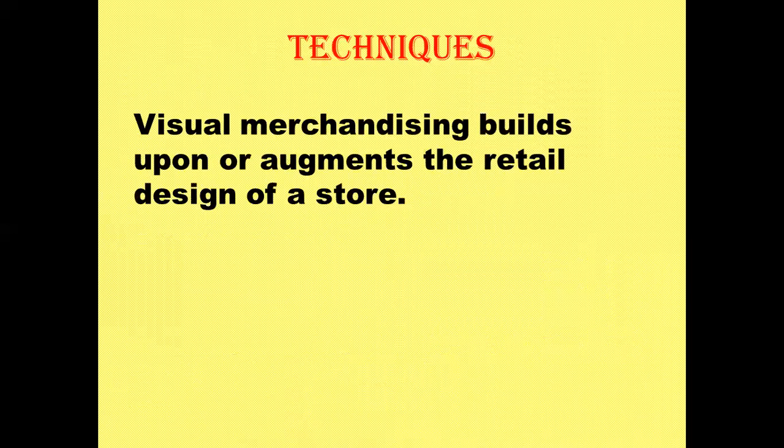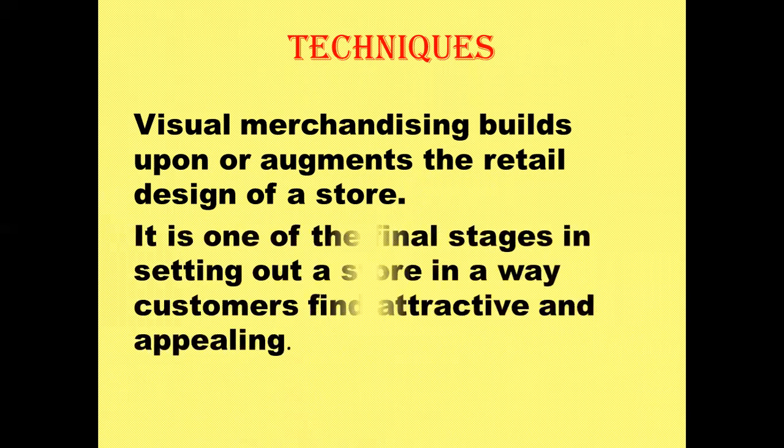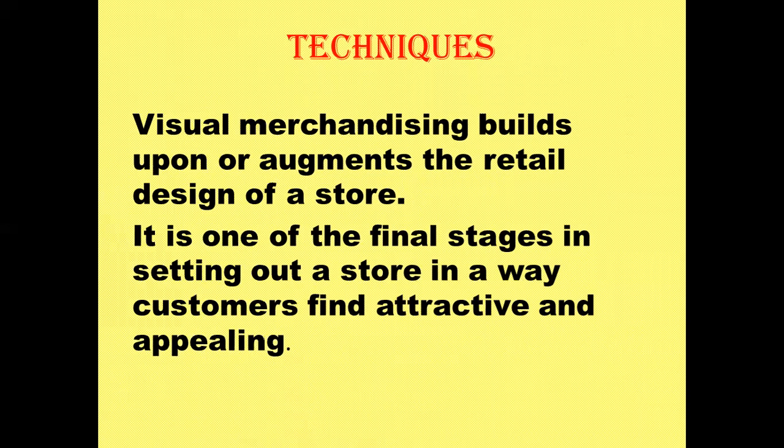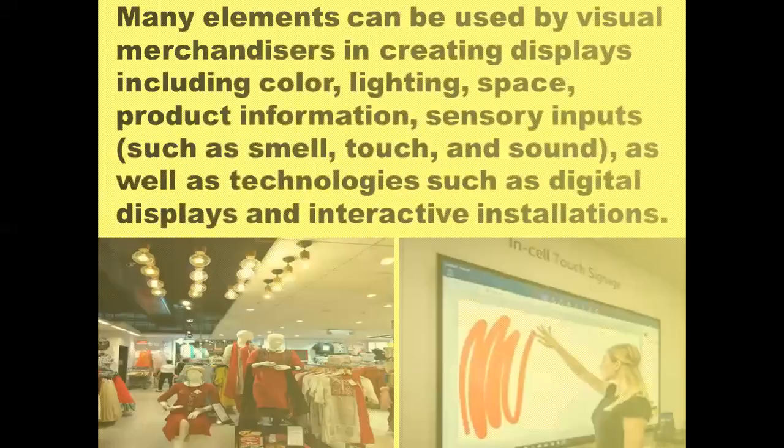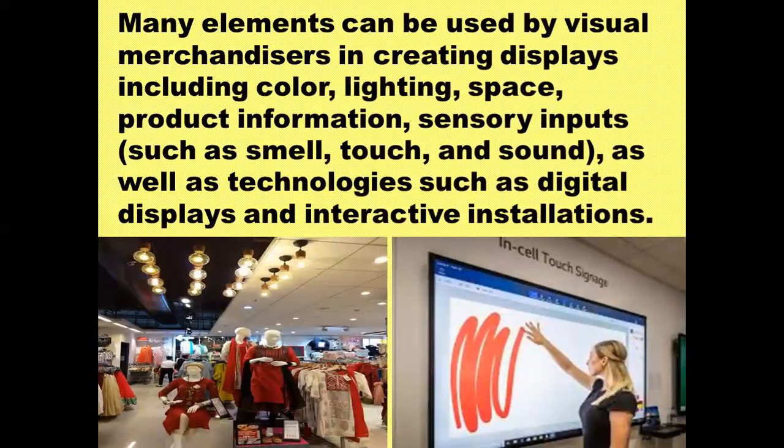Visual merchandising builds upon or augments the retail design of a store. So whatever the design of the store, visual merchandising adds to it. It is one of the final stages in setting out a store in a way customers find attractive and appealing. Many elements can be used by visual merchandisers in creating displays, including color, lighting, space, product information, and sensory inputs, such as smell, touch, and sound, as well as technologies such as digital displays and interactive installations.